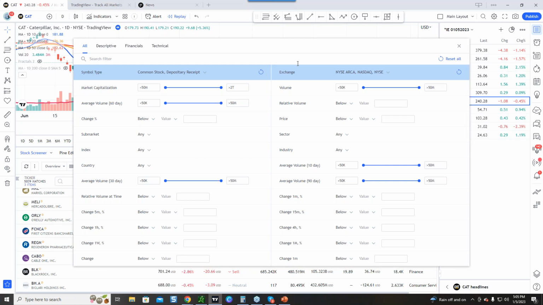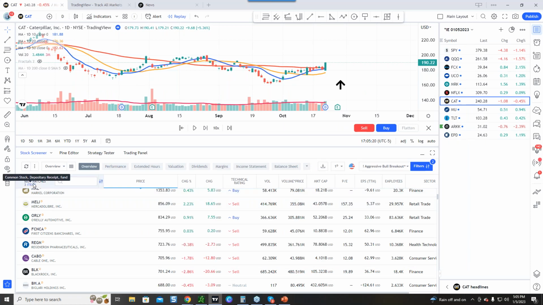Only 2 filters: common stocks or depository receipts, and New York Stock Exchange, ARCA, NASDAQ. That's it. There's no pattern, there's no volume, there's nothing else here. There's no market cap. 5,839 matches. It's impossible. Okay, I don't like absolutes. Impossible is an absolute. I'll take that back.